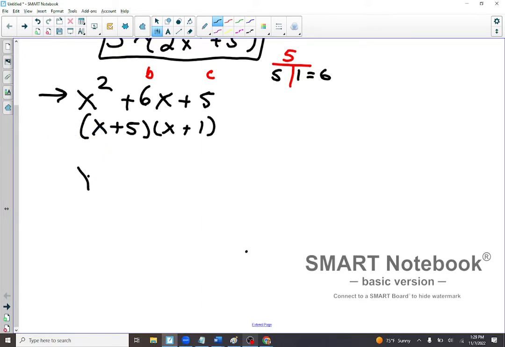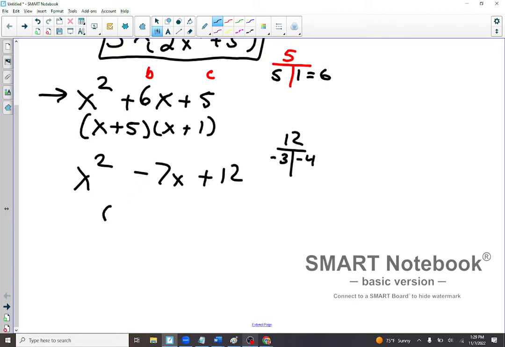Next one, if you're dealing with negatives, x squared minus 7x plus 12. In this one, we need numbers that multiply to positive 12 but add to negative 7. Negative 6 and negative 1? It's going to be negative 3 and negative 4.